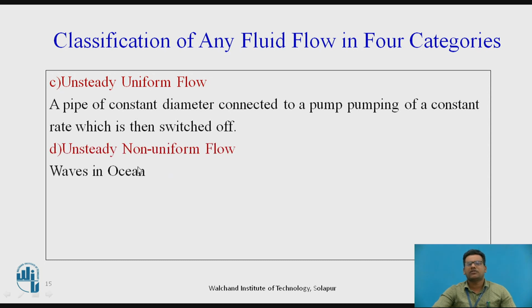Unsteady non-uniform flow means the conditions are going to change with respect to time and space, and a simple example is waves in the ocean.